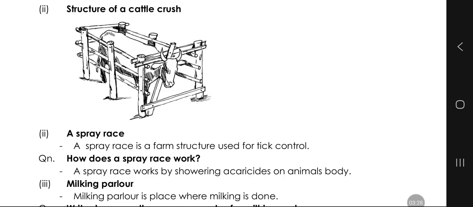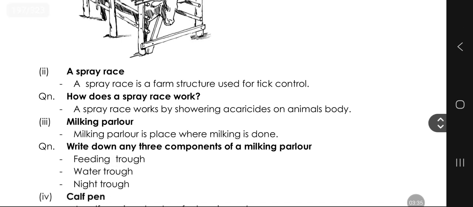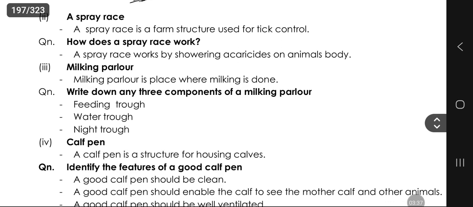Then there is what we call the milking parlor. A milking parlor is a place where milking is done. All of you, I think you can see the spelling of milking parlor. P-A-R-L-O-U-R. That is what we call the milking parlor, the place where you milk.